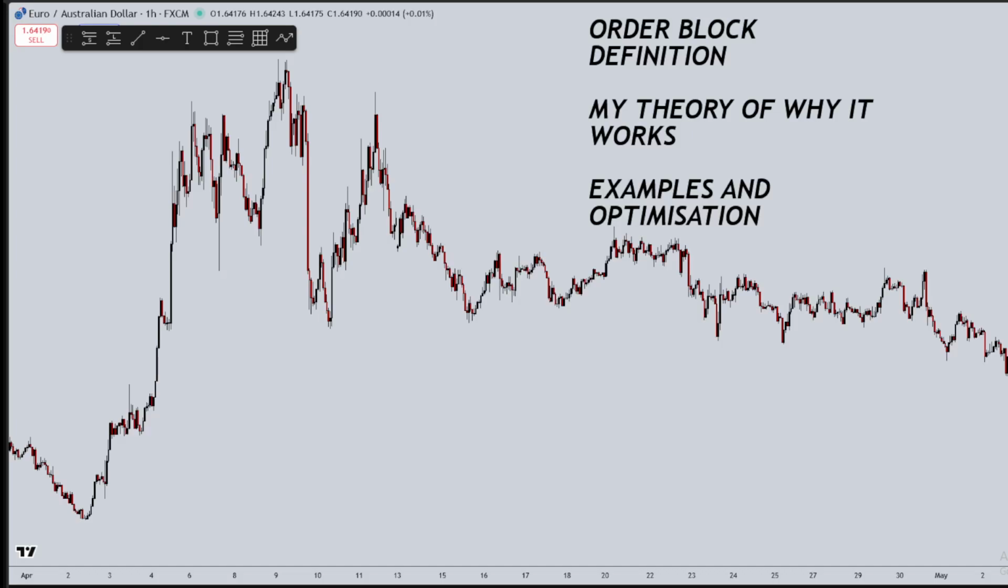Alright guys, welcome to RTP Trading, and today we're going to go through order blocks. We're going to go through what my definition of it is, why I think they do tend to hold, and some examples and how to optimize them and things to look out for.